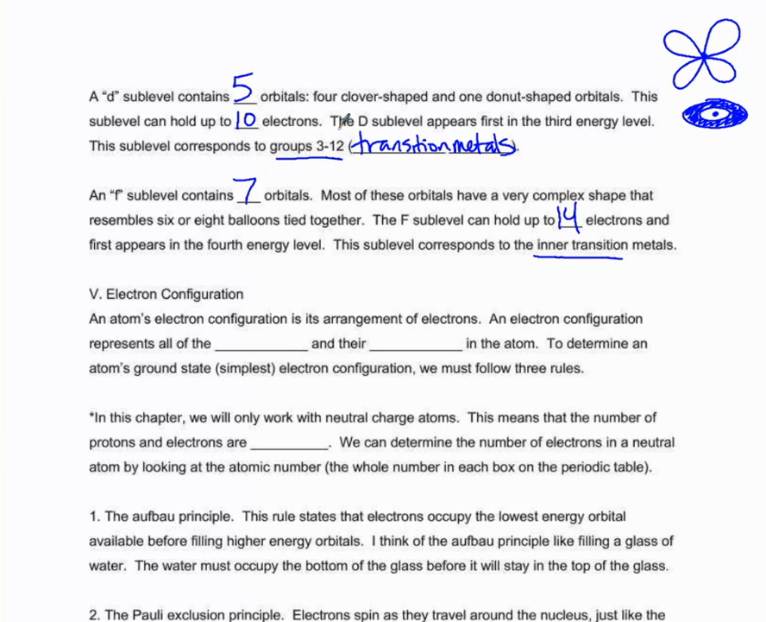The F sublevel can hold up to 14 electrons. If you look at the bottom of your periodic table, they're not numbered, but you can count them. There are 14 columns of elements in the inner transition metals. So you can see how these are starting to relate to the shape of the periodic table.